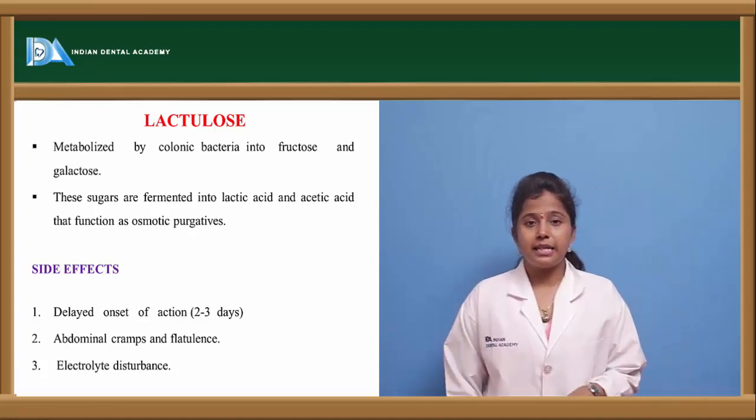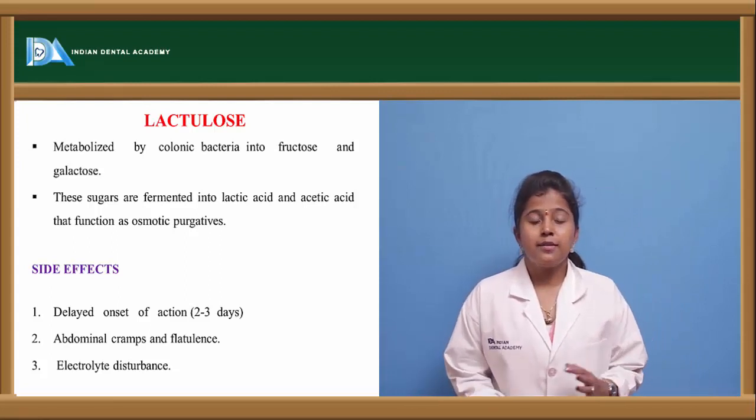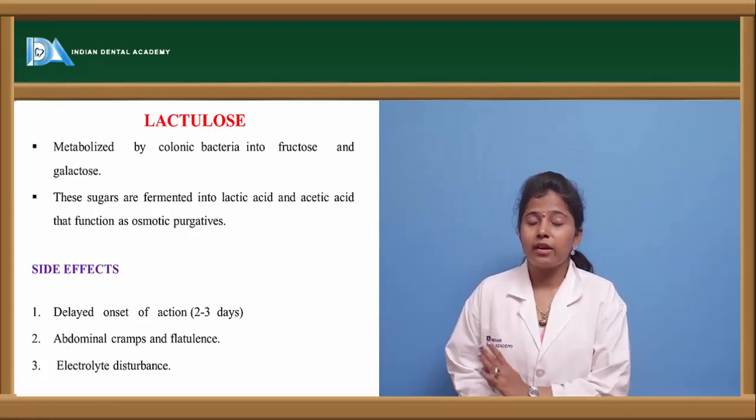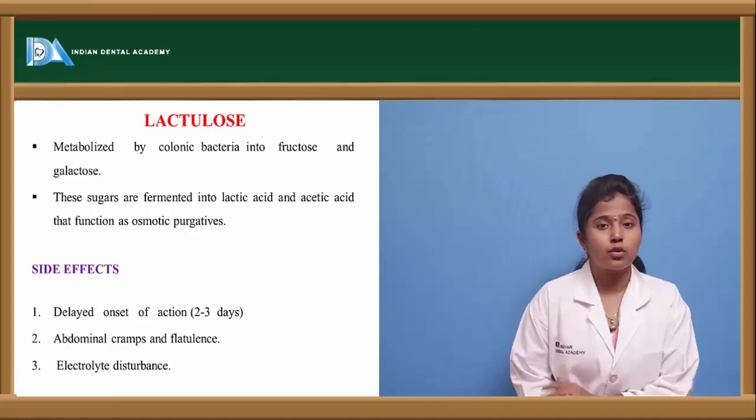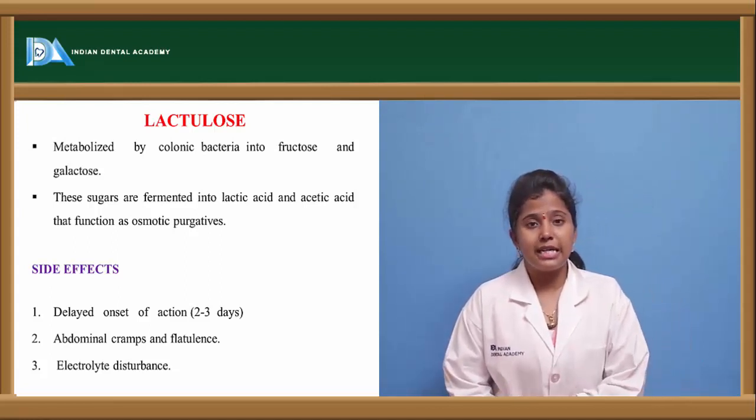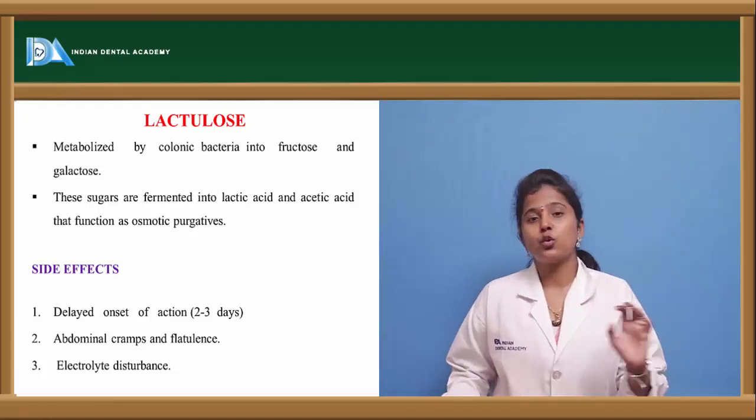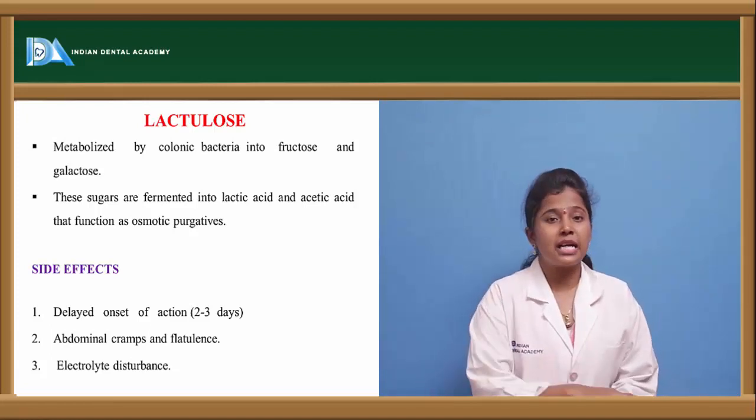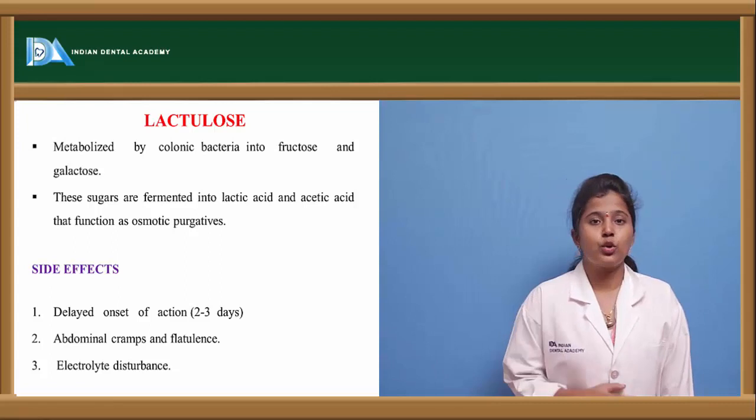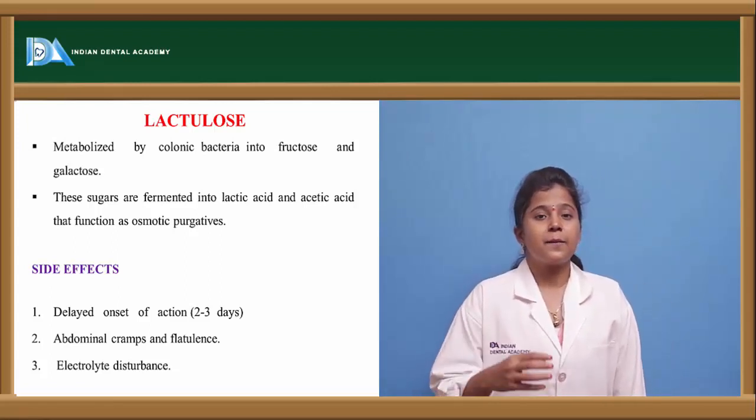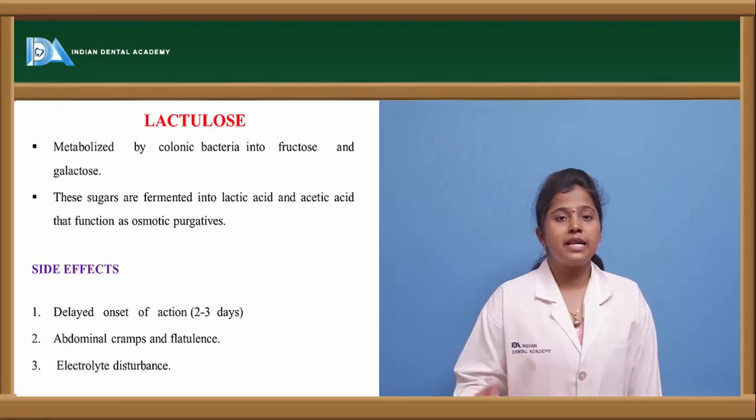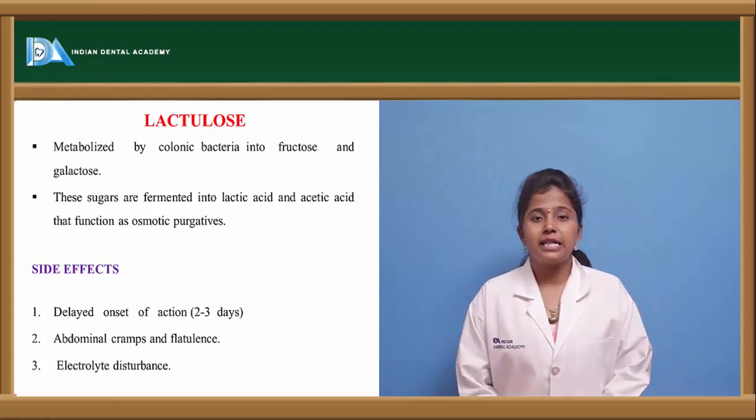It also causes electrolyte disturbance. The metabolism releases water molecules, carbon dioxide and various other ions. These ions bind to the electrolytes present in the body, like sodium, potassium and calcium. If they bind, the electrolytes available in the body are reduced, and then electrolyte disturbance occurs.